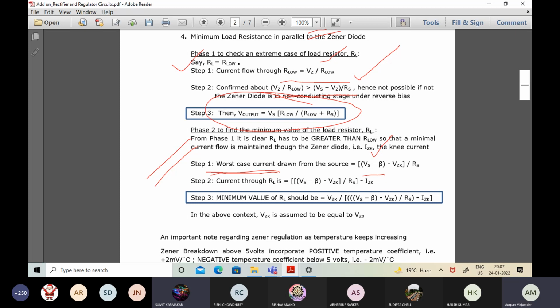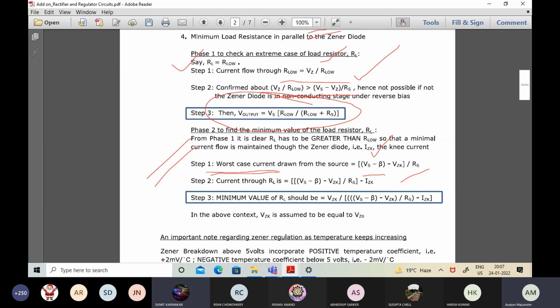That means you are at the onset of the Zener conduction and the Zener path is on. It's no more open, and the regulation is working fine. If I'm just talking about the onset, how do you get to that particular concept? So step 1 in phase 2 indicates (Vs minus beta minus Vzk) by Rs. Onset I'm talking about, so we talk about the knee voltage. We know the knee voltage.